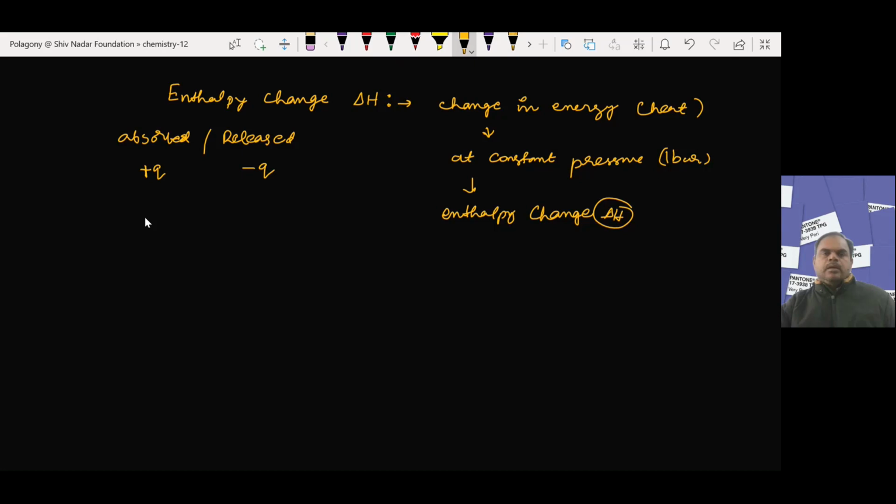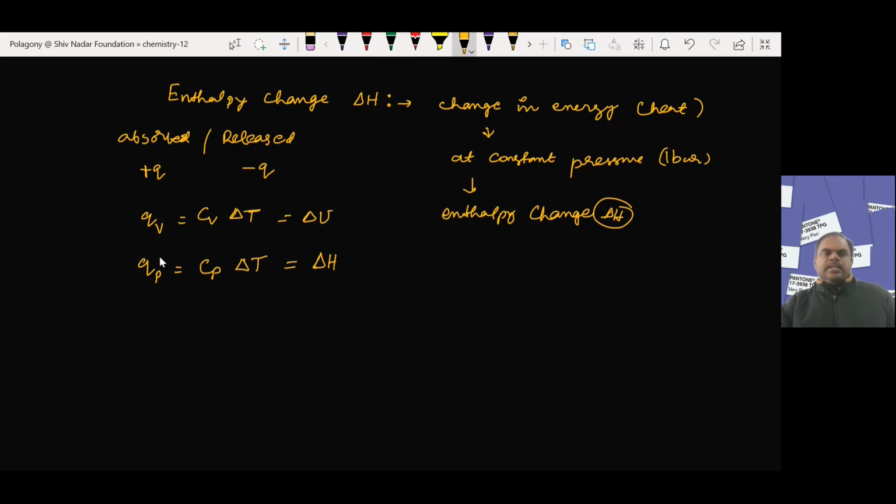As you know, QV is equal to CV, the heat capacity at constant volume, times delta T, the temperature difference, which is equal to the change in internal energy. If QP is equal to CP, the heat capacity at constant pressure, multiplied with delta T, the temperature difference, it is said to be delta H, the enthalpy change. That means the energy change of the system during the course of the chemical reaction. The system here is assumed to be the reaction mixture or reactants.